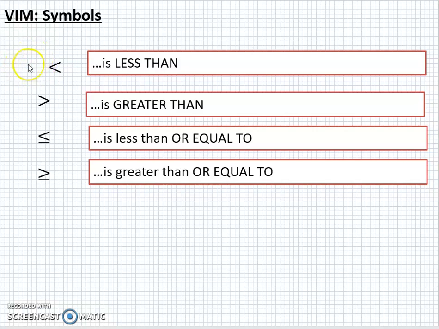So if we had an x on the left side of the symbol here, it would mean x is less than whatever would be on the right of the symbol. So here, if x again was on the left, x would be greater than the number on the right. So whenever you have these lines underneath, the only difference is it would be less than, but also equal to the number that is here on the right-hand side. And this one here would be greater than or equal to the number that is on the right-hand side. Okay? So please press pause and copy that down as your Vim.